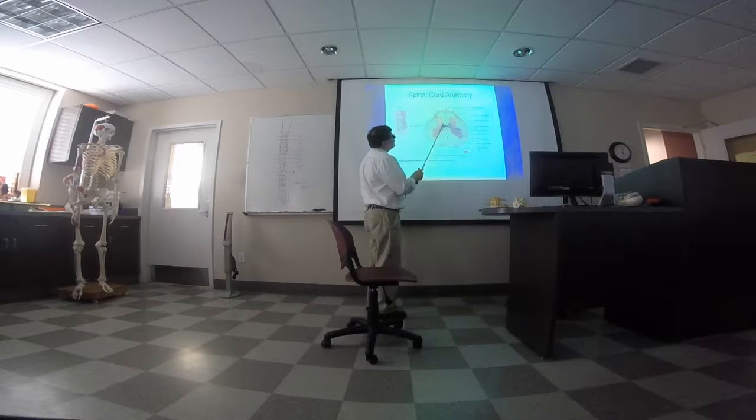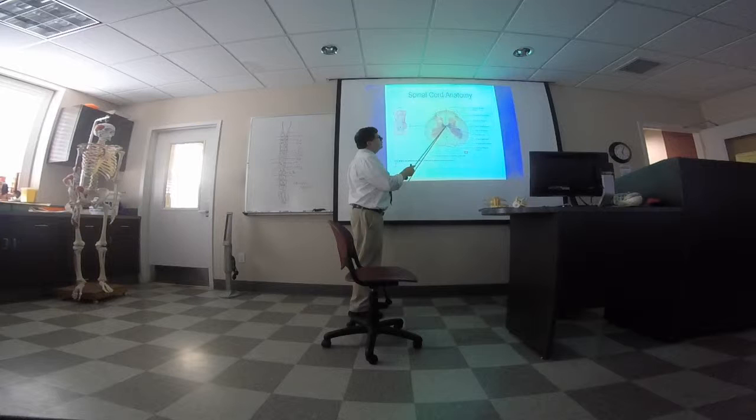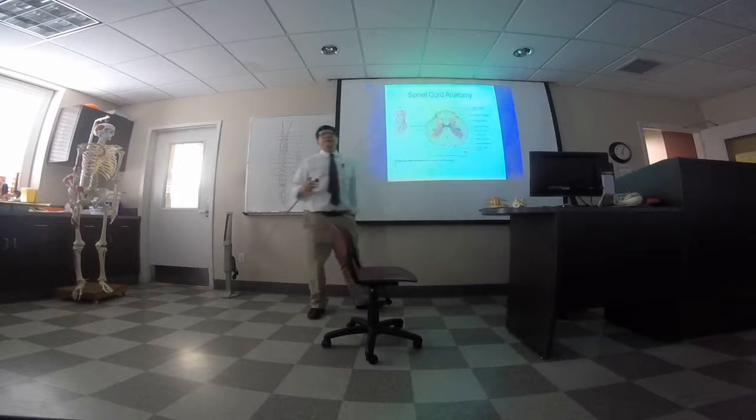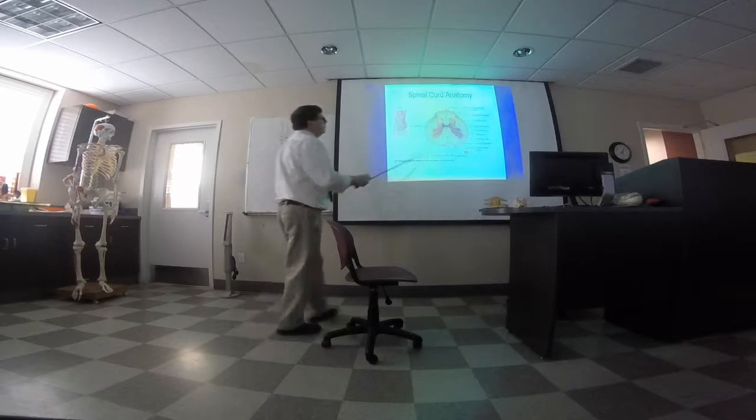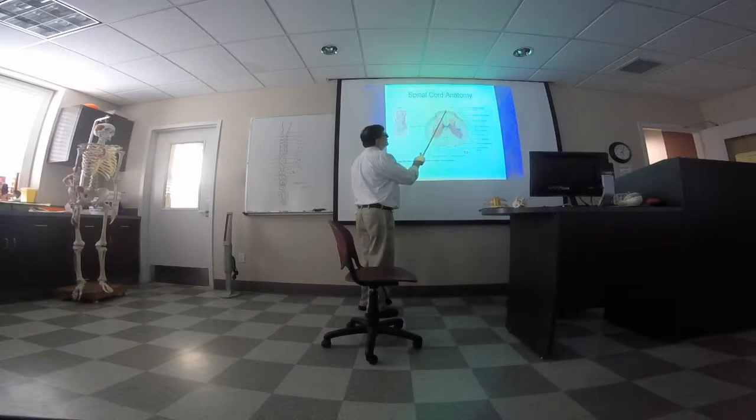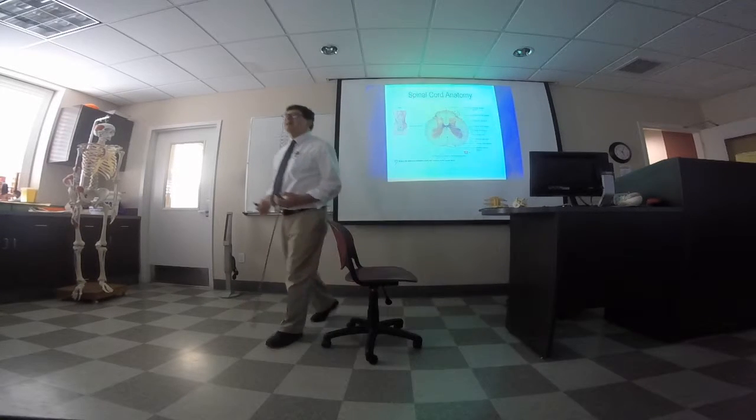Now, what do we call this gray matter that connects the two sides here? The gray commissure. And then this little canal in the center is called what? Central canal. Remember, there's a posterior median sulcus, but an anterior or ventral median fissure. The reason it's called a fissure along the ventral surface is because it's a lot deeper.